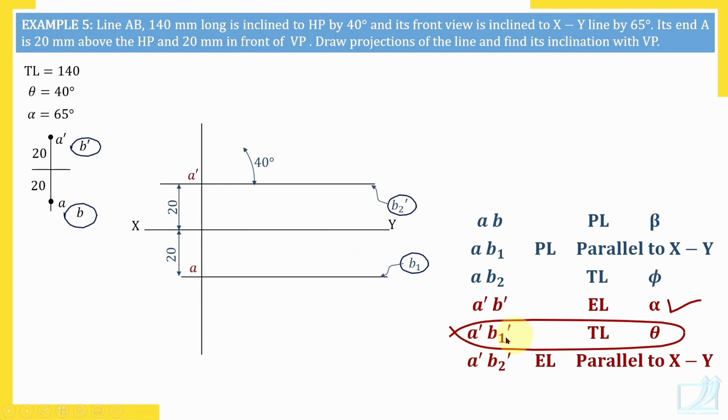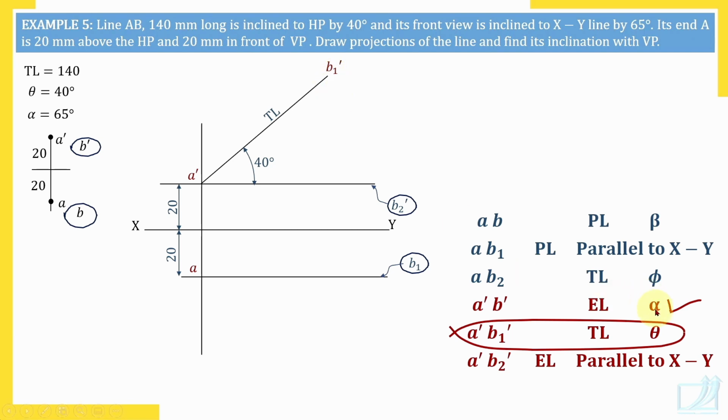Right now I am drawing A dash B1 dash. So A dash is here. At A dash you measure that angle 40 degrees and draw A dash B1 dash. What is length A dash B1 dash? 140 millimeters. So we have measured length 140 millimeters and promptly labeled. Immediate labeling is very important. So I have labeled this point as B1 dash.